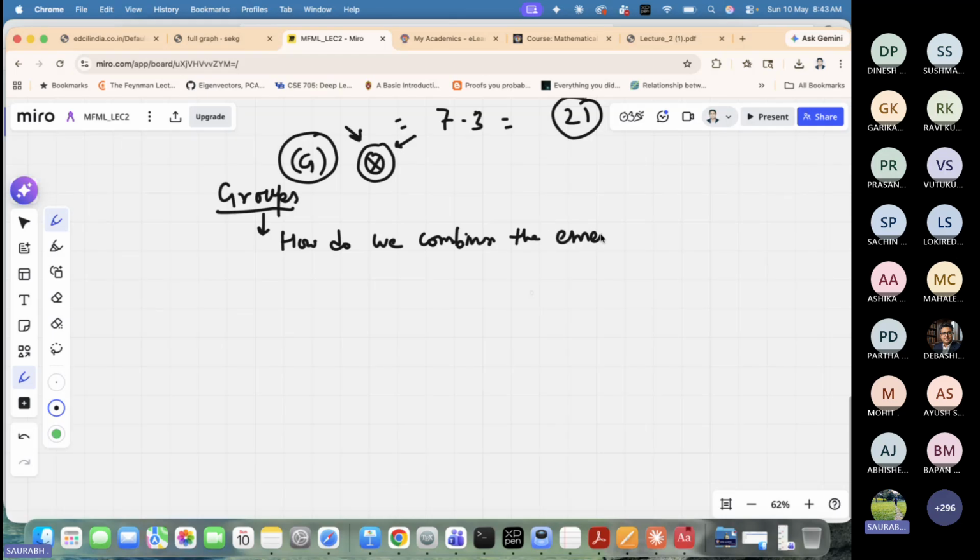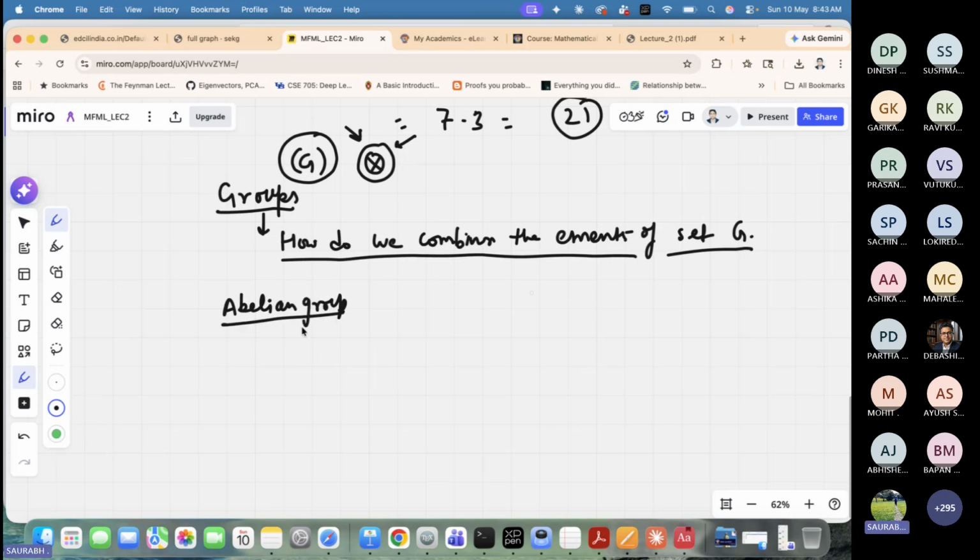The elements of set G. Let's say that there is a set, whatever set it is. It could be integers, it could be a set of vectors or whatever, right? A group says how we combine the elements of set G. Now, then there is another thing which is called an abelian group.